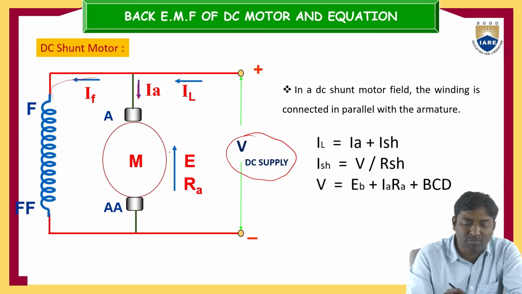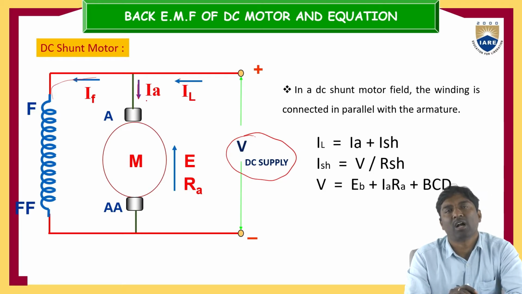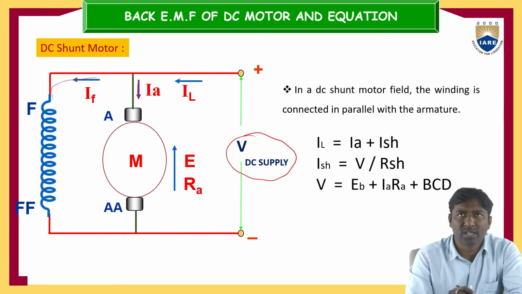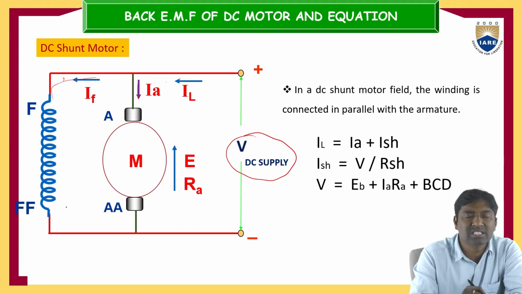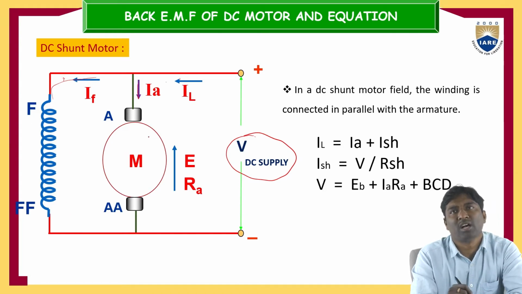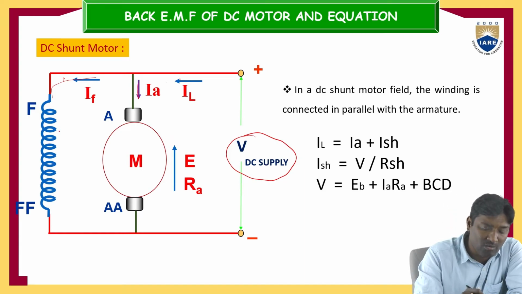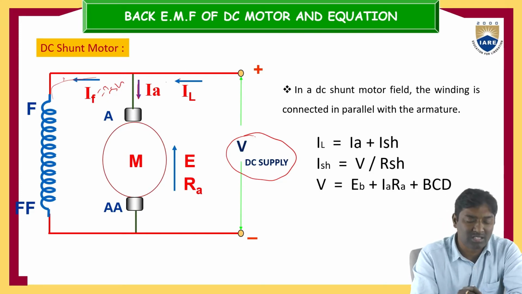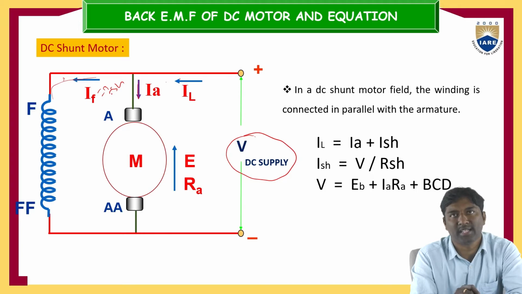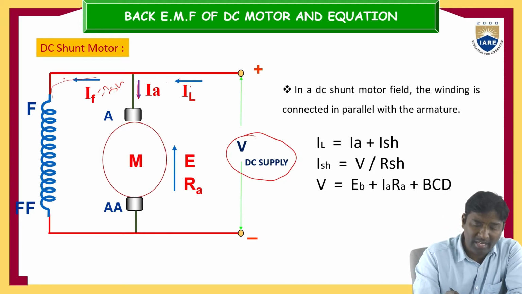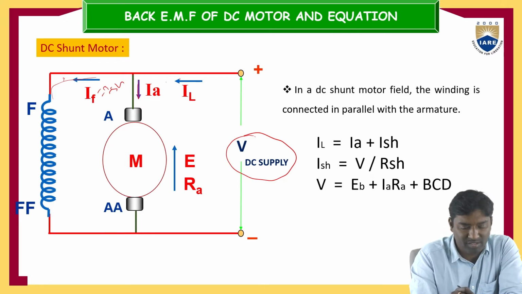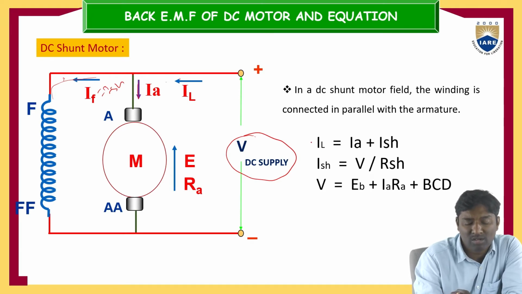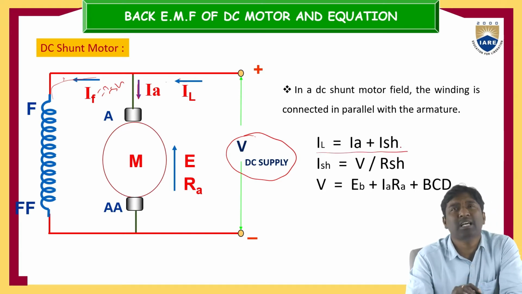Again, the induced EMF opposes the armature current, according to the back EMF. Now in this case, the voltage across these will be the same because all are connected in parallel. This IF I am also writing as ISH, because it is the shunt field winding. Some people call it IF, some people call it ISH. Now, for IL you can apply KCL here: current entering the node is equal to current leaving the node. So IL is equal to IA plus ISH.